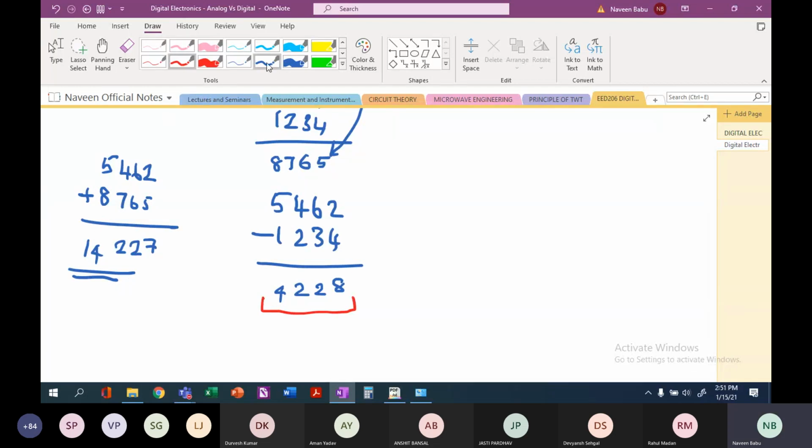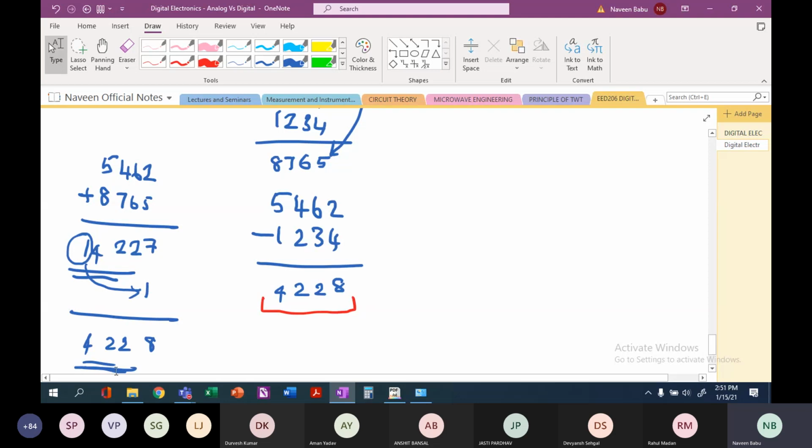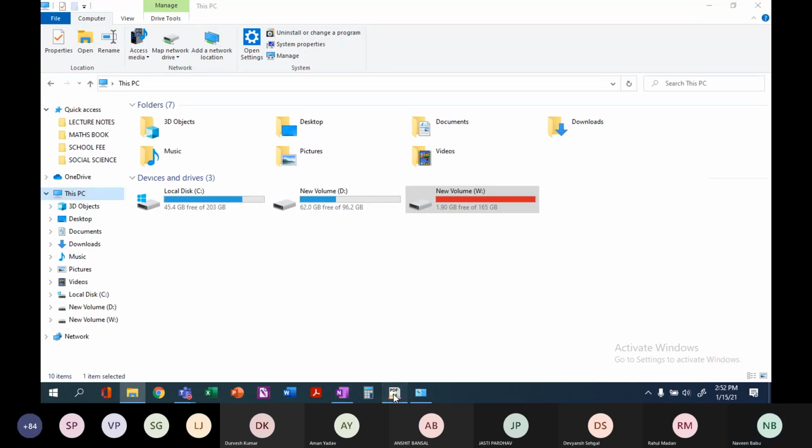So the rule says that if you are doing such a complemented addition and you are getting a remainder 1, you add this 1 to the least significant position. So 7 plus 1 is 8, 2, 2, 4. So this is how you perform a complemented addition, right? This is how we get the actual results. Instead of doing subtraction, we get it by doing addition, right?